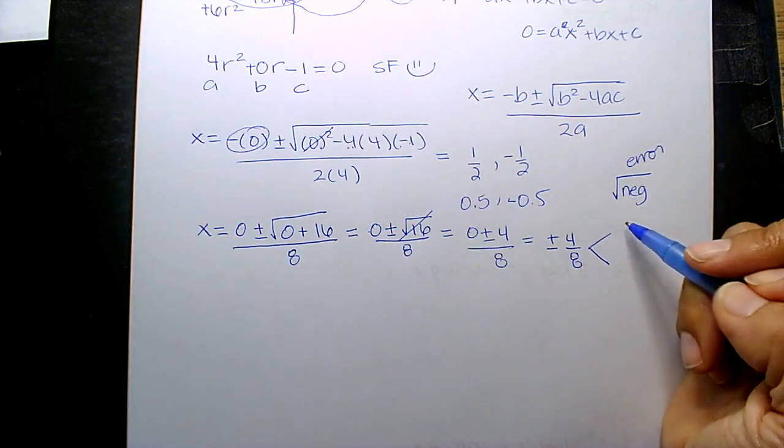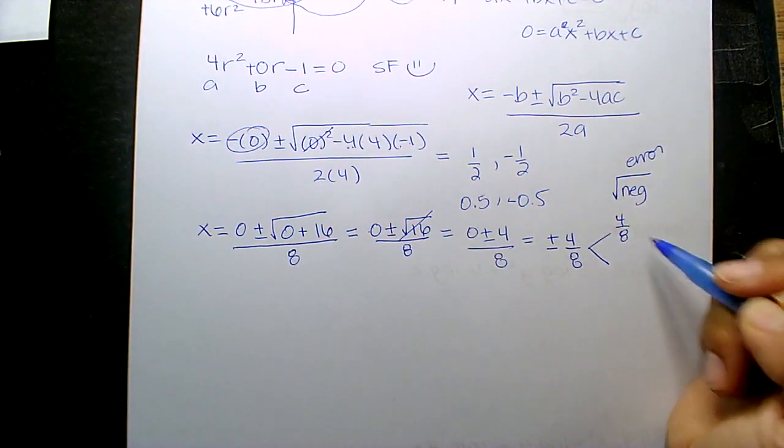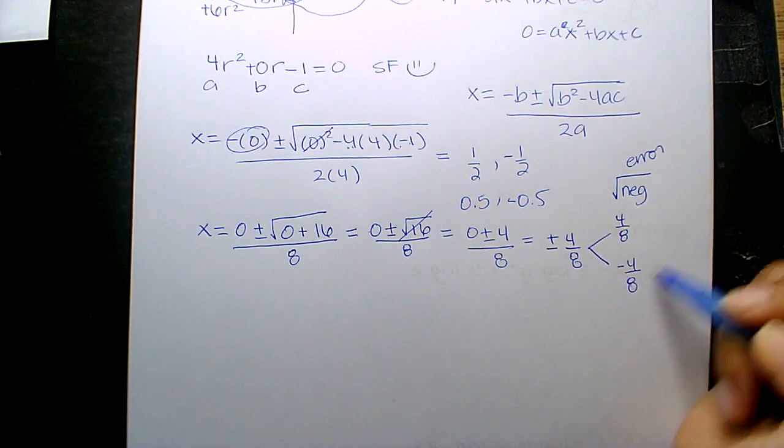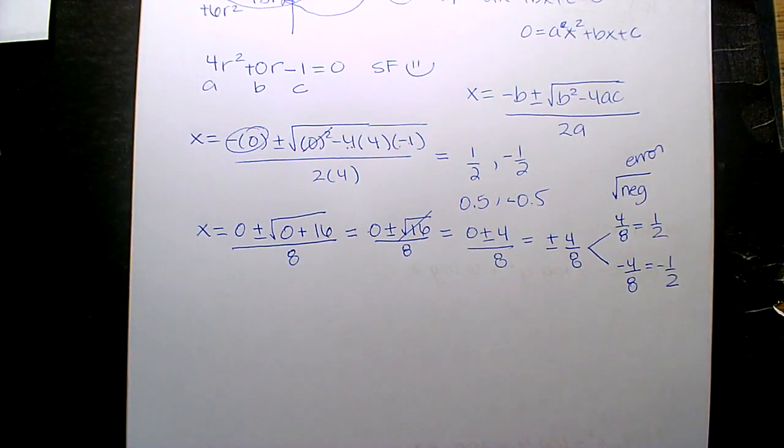And that's why we're getting the 1/2, because what's positive 4 divided by 8? What's negative 4 divided by 8? And there's my 1/2, and there's my negative 1/2. So you should be able to solve it by hand, but yeah.